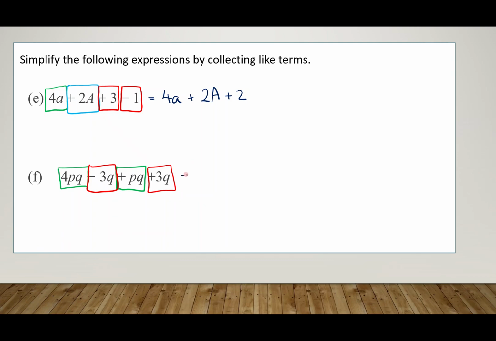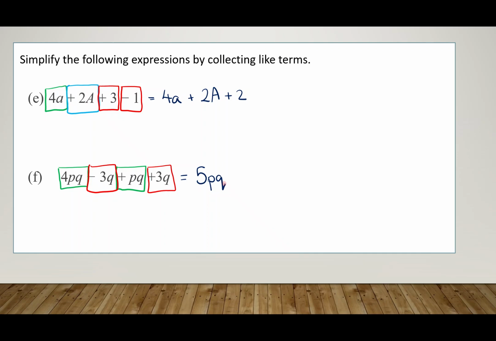So let's work our way along once again. Looking at my pq terms, the ones in green, I've got 4pq plus 1 lot of pq. Now remember, the pqs are not changing. I'm just adding the numerical part called the coefficient. So that gives me 5pq.